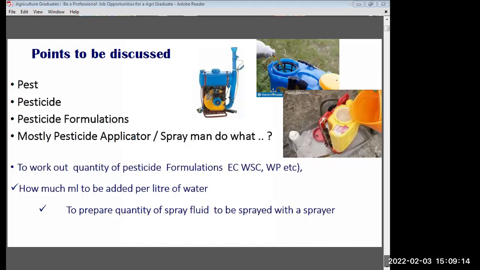Likewise, there is the aqua flow, AF formulation. There is a pesticide called quinalphos. It is available as an EC formulation as well as an AF formulation. AF formulation is aqua flow. How much ml has to be added per liter of water for the correct dose.